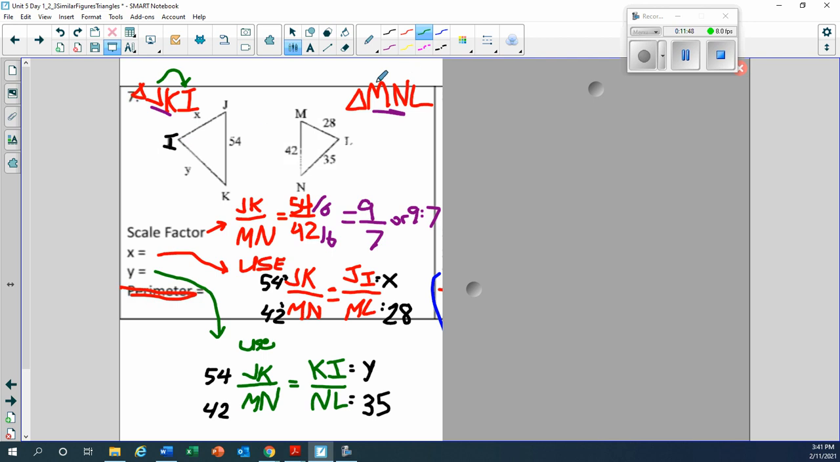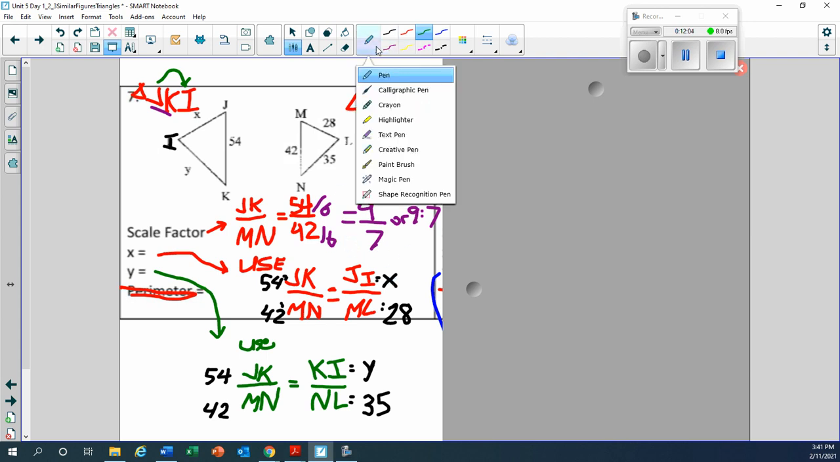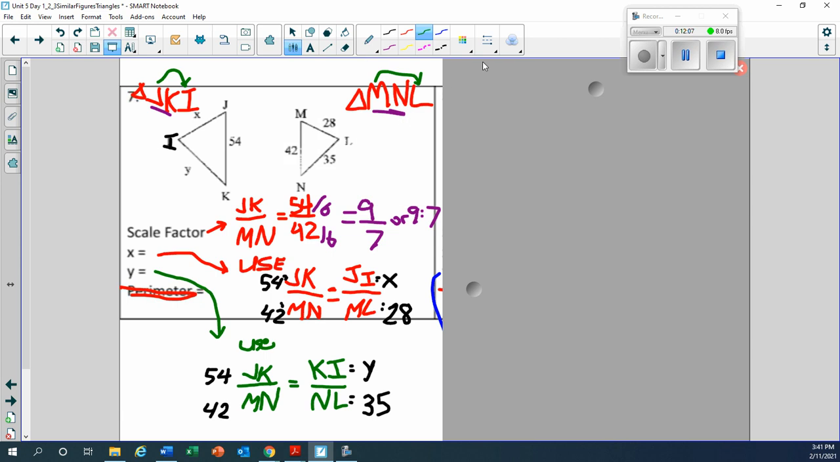That's the X. And we have to go from M to L. M to L, oh, that's 28. Now we have our proportion. We're going to set up our proportion. This one, we're going to have to do some work. You will probably need a calculator to do this problem. Basically, what's going to happen is you're going to multiply X times 42 and 54 times 28. That's going to be your first proportion.